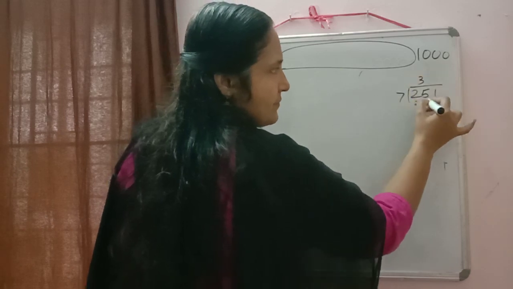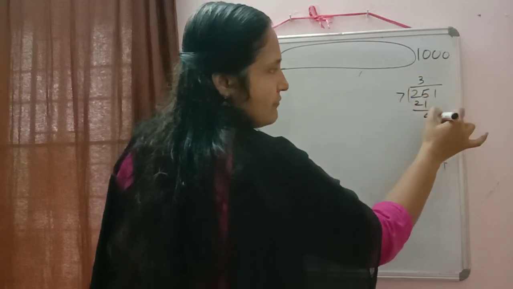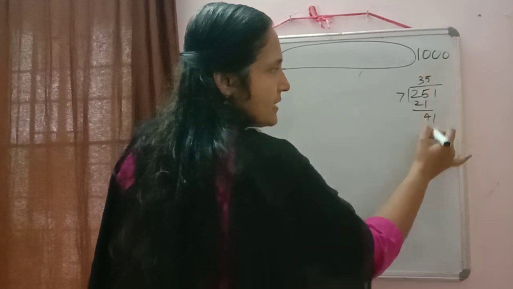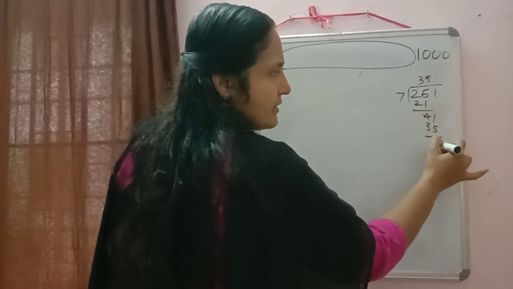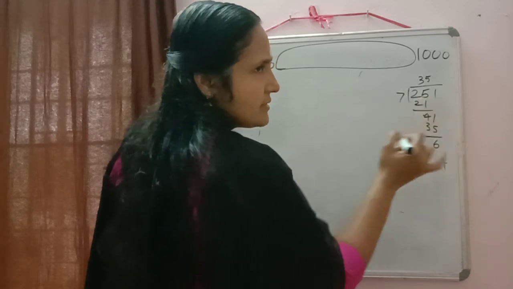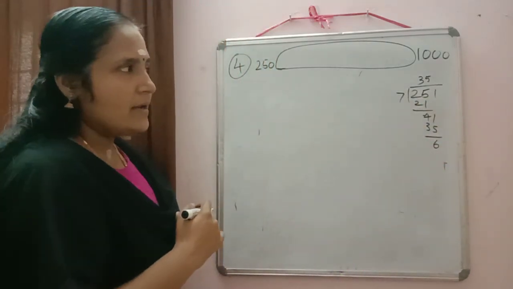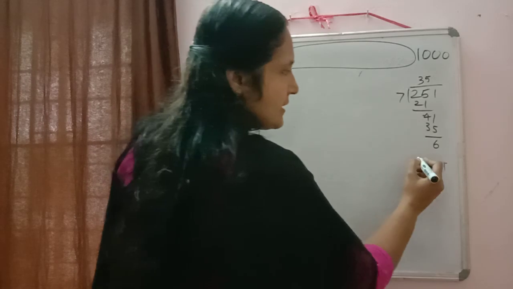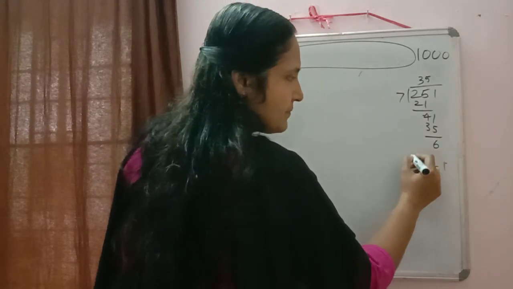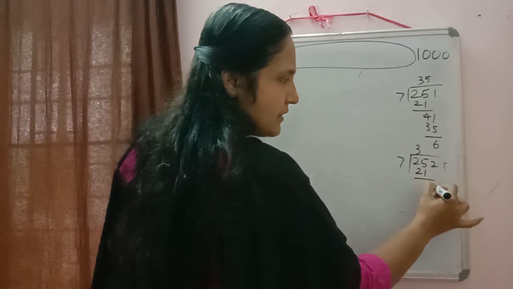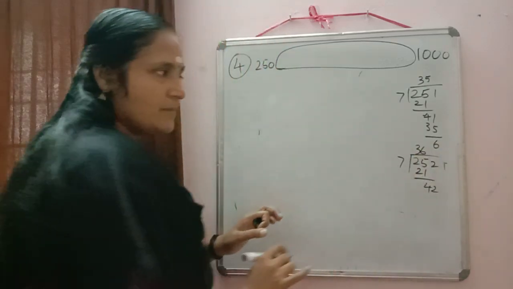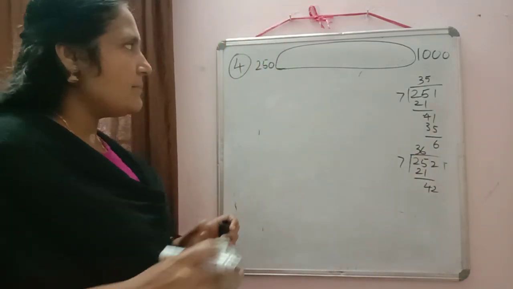7 3s are 21, 5 minus 1, 4, 7 5s are 35. So 11 minus 5, 6 is coming. 7 minus 6, 1. So 251 is not divisible. We will check the next number, that is 252. 7 3s are 21, 5 minus 1, 4. So 7 6s are 42. So 252 is divisible by 7.